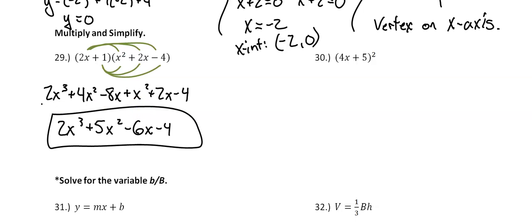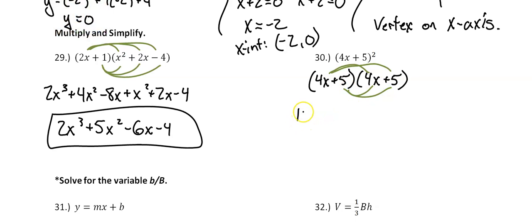Okay. The next one, same kind of thing. But remember, when we square a binomial, it's 4x plus 5 times itself. So 4x plus 5 squared is 4x plus 5 times 4x plus 5. Here I have to distribute or FOIL this time because I can't just square each piece. And that's the common mistake that students make. So here I distribute the 4x, and then I distribute the 5.